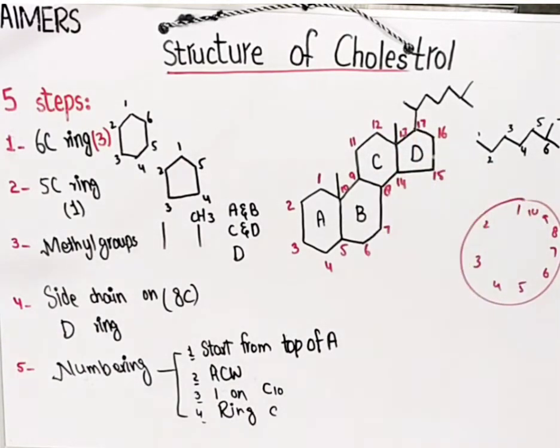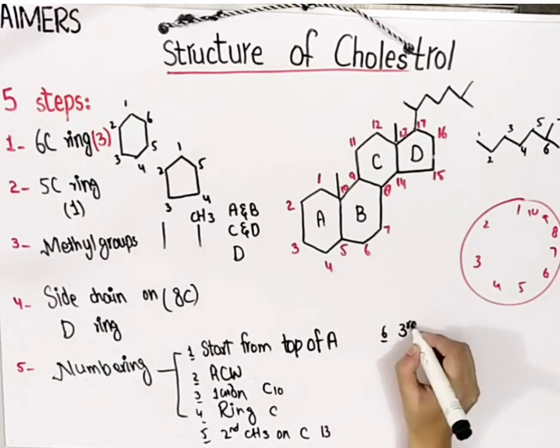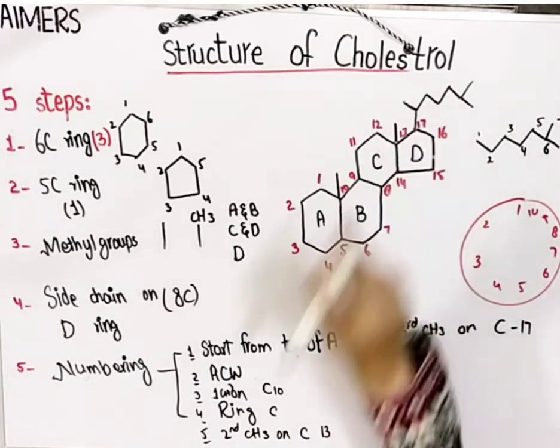Now, if you want to check whether it is correct or not, firstly check that your second methyl group, this was the first methyl group, and now check that the second methyl group is on carbon number 13. Of course, it's on carbon number 13, so it's correct. Now check, is your third methyl group on carbon number 17? It's on carbon number 17, so it's correct.